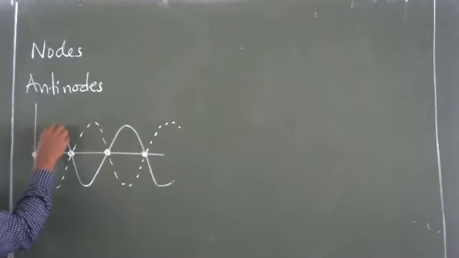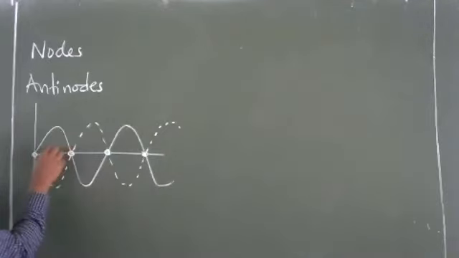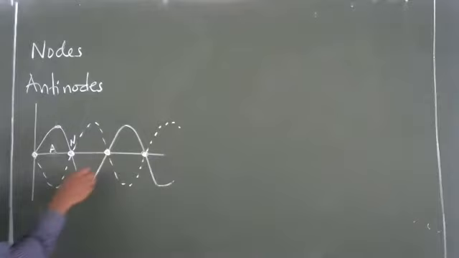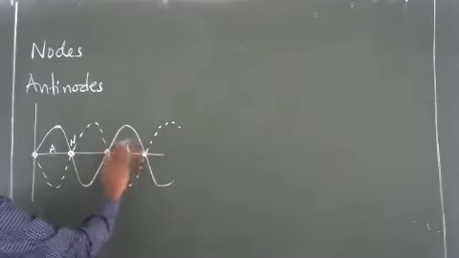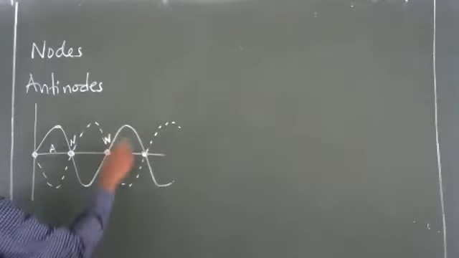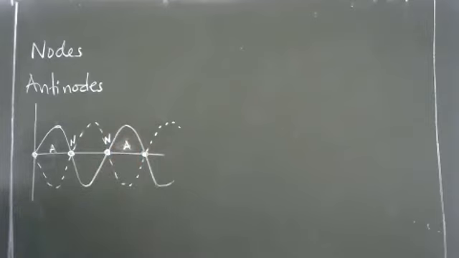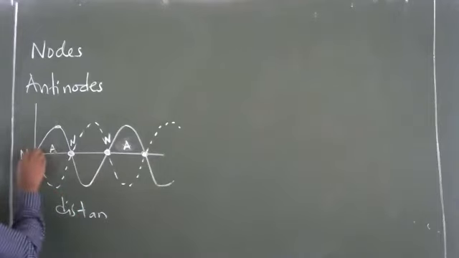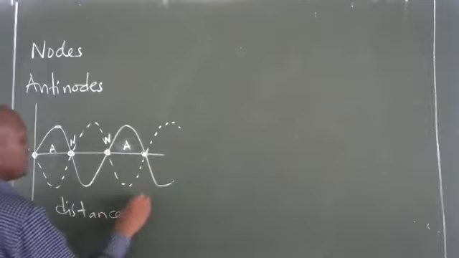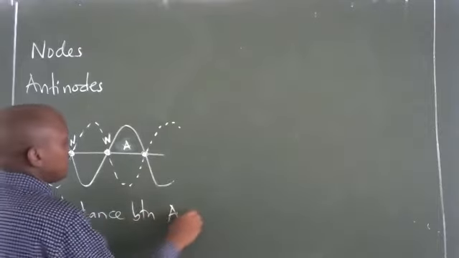Then this point here, we put them N, and here we say antinodes. The particles here vibrate at maximum displacement. From here up to here, this is N. This is N. This is A. So when you check carefully on this diagram, you will notice the distance between A and N. This is also N.